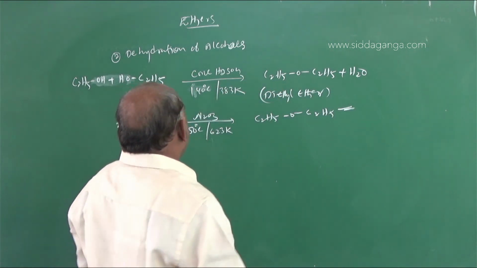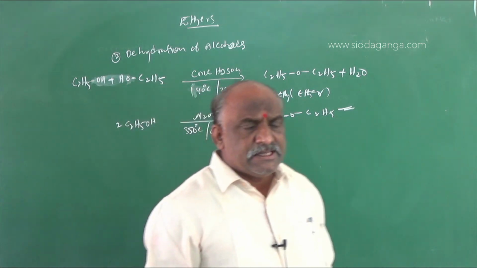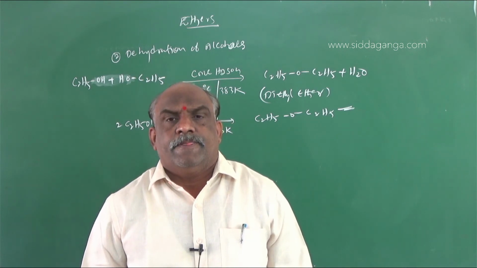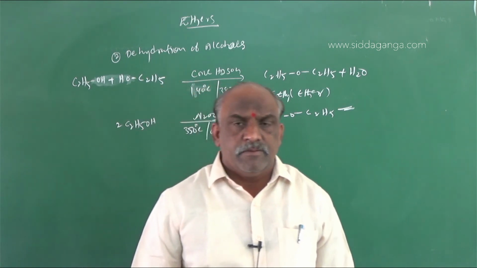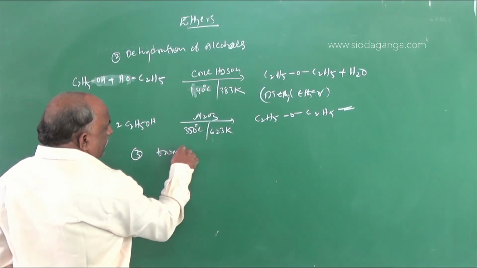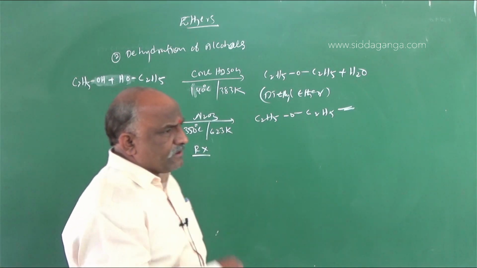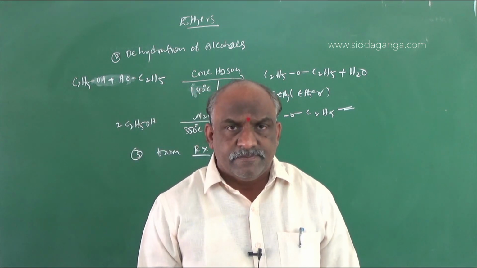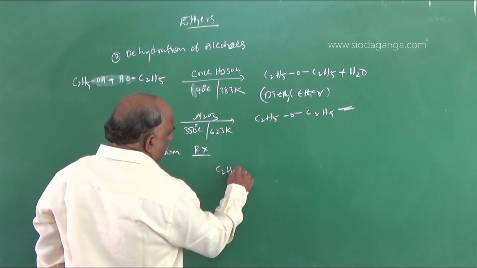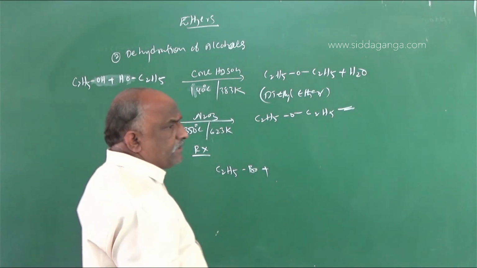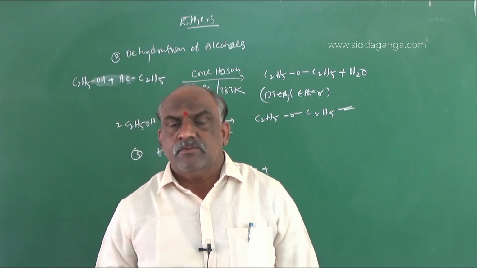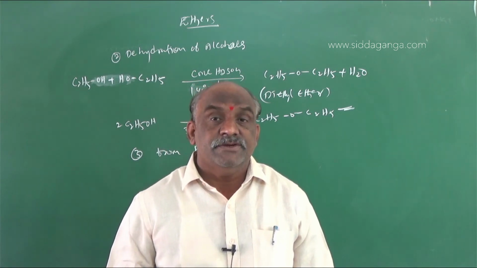So dehydration of alcohols in the presence of concentrated H2SO4 or alumina leads to the formation of ethers. And there is one more, the third one, from RX. What is RX? RX is called alkyl halide. With the alkyl halide C2H5Br, we treat it with dry Ag2O, not moist Ag2O. Moist Ag2O gives rise to alcohols, so we go with dry Ag2O.